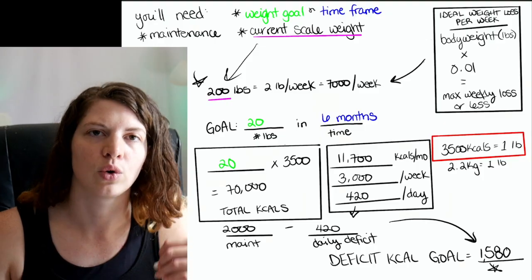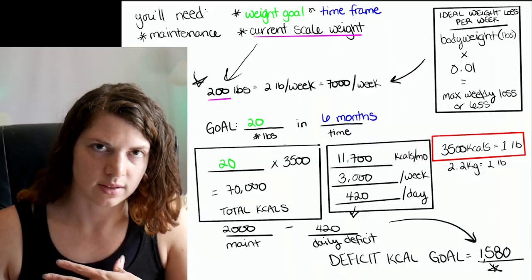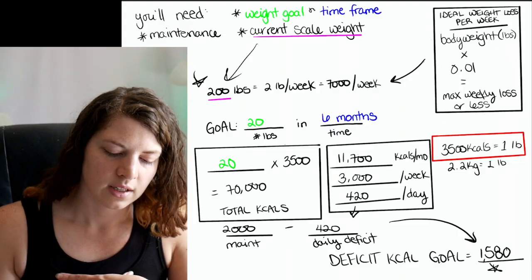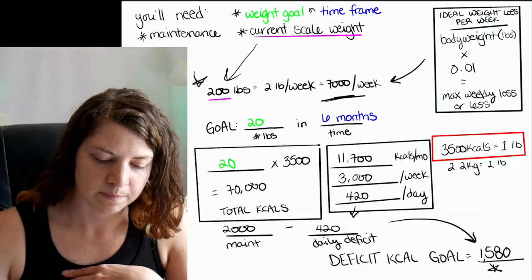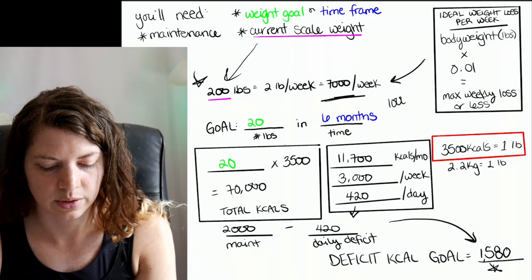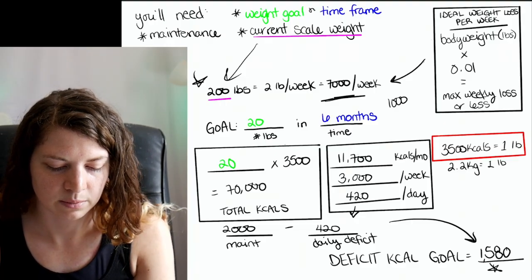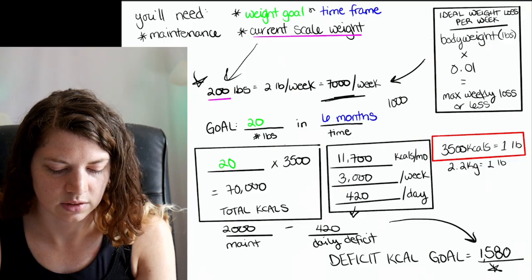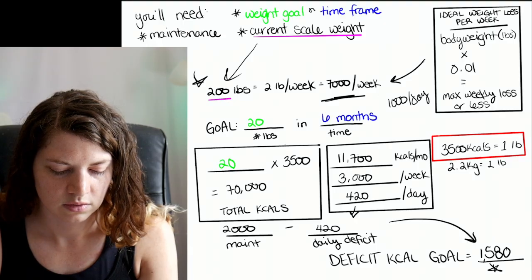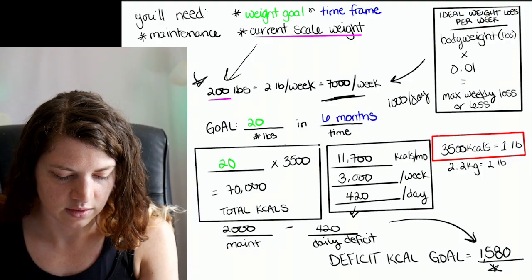If you don't have a specific goal weight in mind, and you just want to start losing, you can absolutely take that 7,000 per week, and for this 200-pound example, it would be about 1,000 per day, which is a lot, right? That is a lot. For 2,000 maintenance, I wouldn't recommend that.